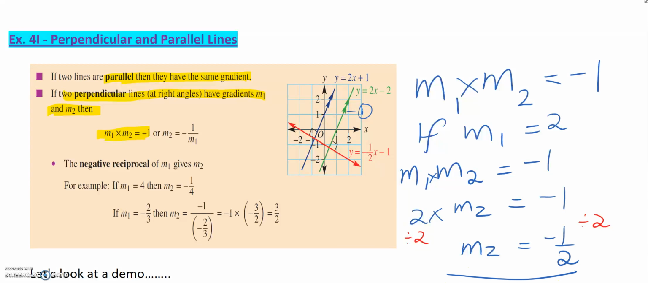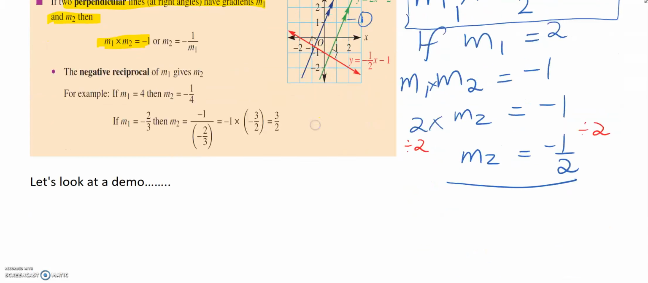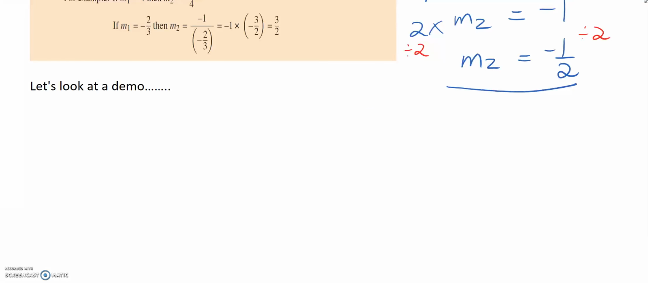So if ever you were given the gradient of a line, then you can find the gradient of the parallel line as that it being the same. You can find the gradient of the perpendicular line by using this rule. M1 times M2 is equal to -1. Okay, let's have a look at a demo on Desmos. We'll look at that in class.